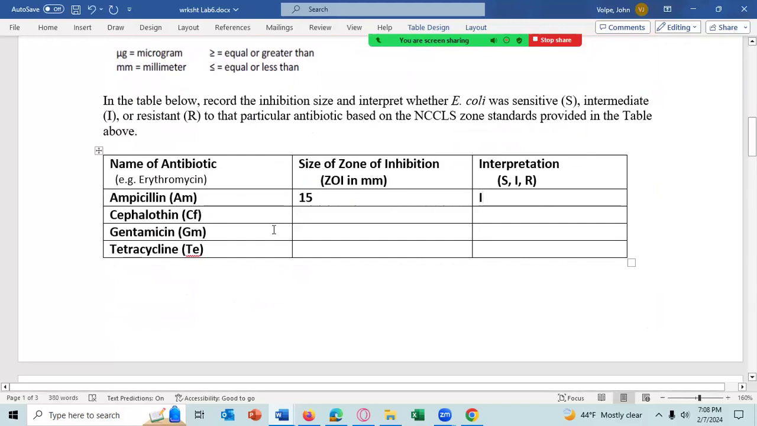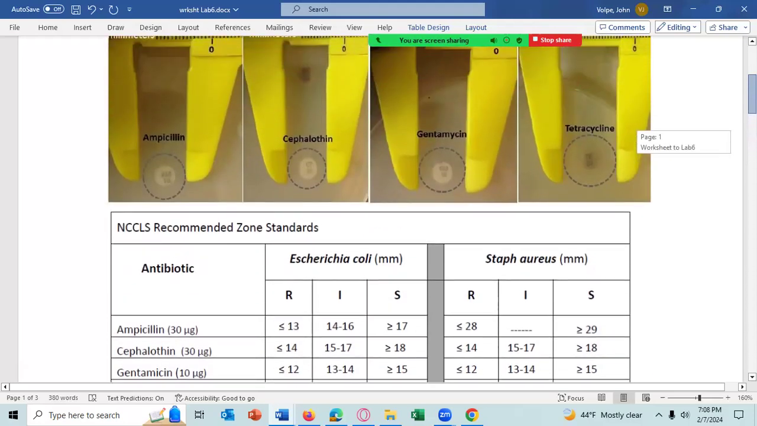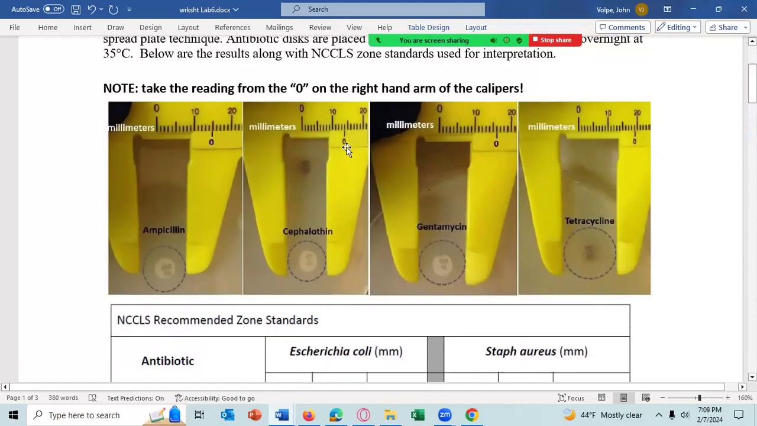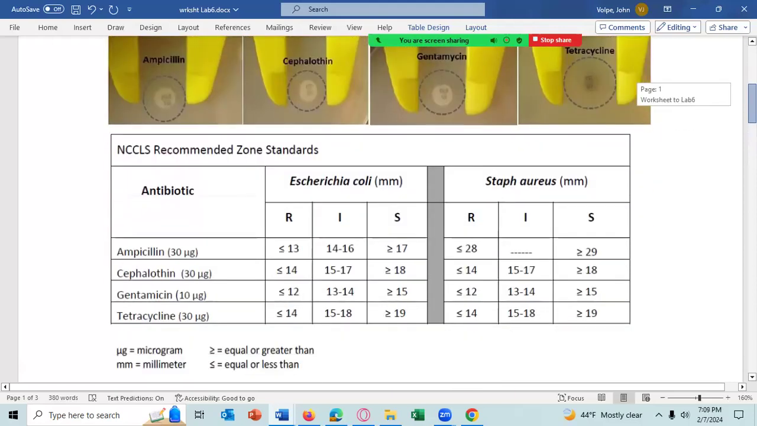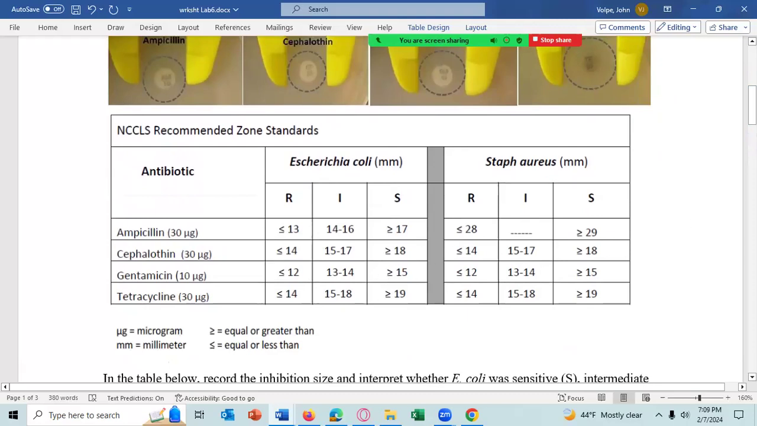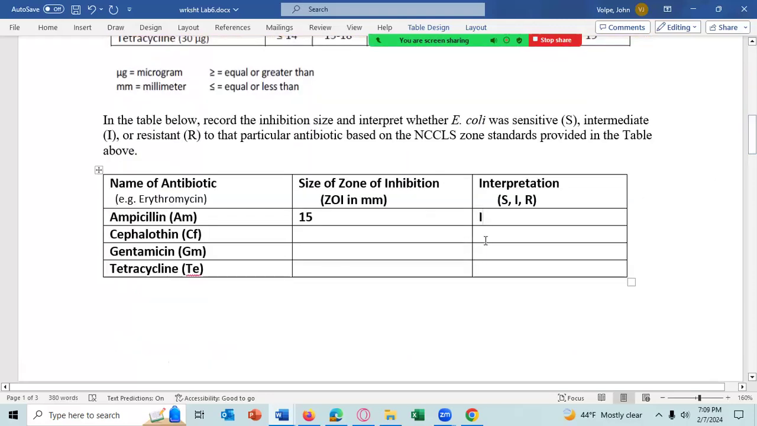And then you measure the distance in millimeters for cephalothin, CF. I have trouble saying that one. Right here, measure it from here to here, compare it to the table, and then state your interpretation here. So you need to put in the size of the zone of inhibition here, as well as the interpretation there. Any question about any of that?